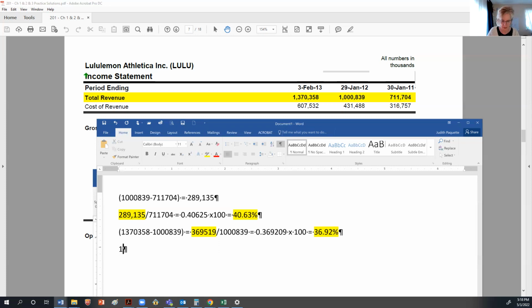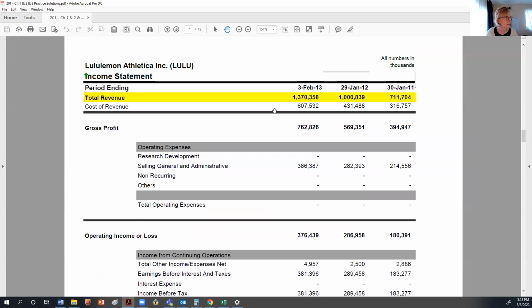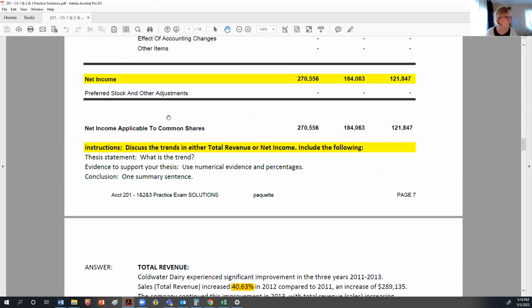So you're going to write a couple of simple sentences for me. So the question on here is, let's go to the question. Discuss the trends. Include the following. 1. Thesis statement. What is the trend? Evidence, numeric and percents. We've just gotten the numeric and percent data. You kind of have to do the evidence first. Then it gives you your thesis statement and then your conclusion. Okay.